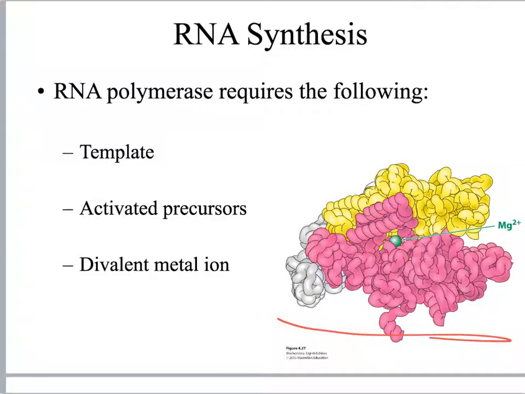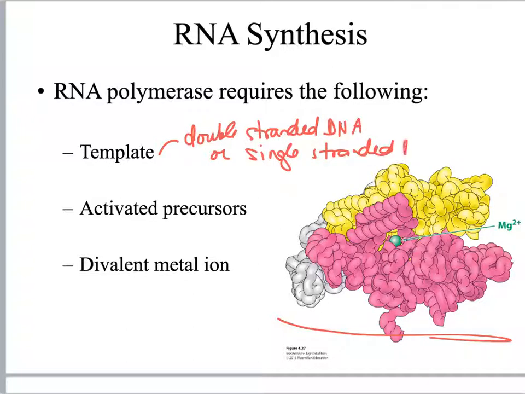The RNA polymerase requires a template. The template is typically double-stranded DNA. Single-stranded DNA can also be used. However, RNA and RNA-DNA hybrids are not effective templates. So the template is going to be double-stranded DNA, or in some cases, single-stranded DNA. But we're not going to use those DNA-RNA hybrids, and we're not going to use RNA as a template for RNA synthesis.